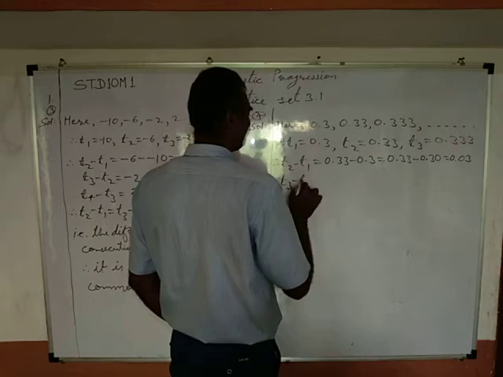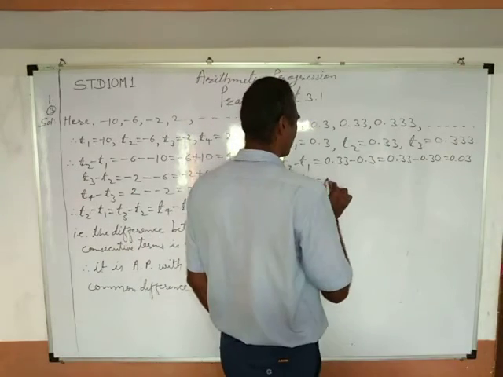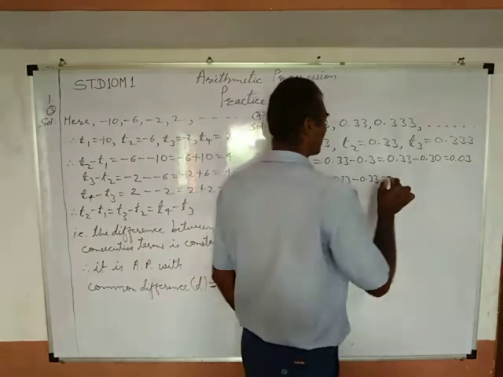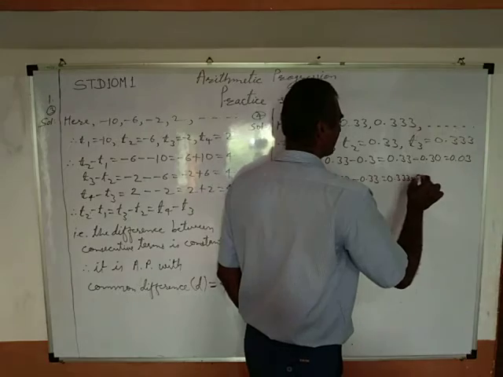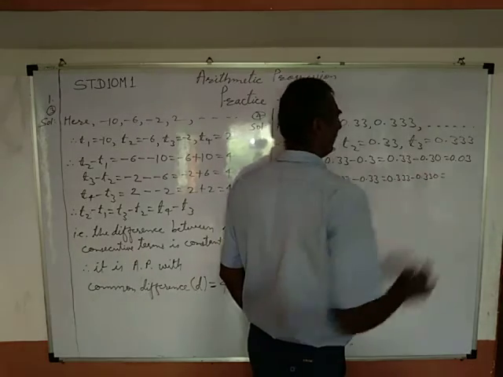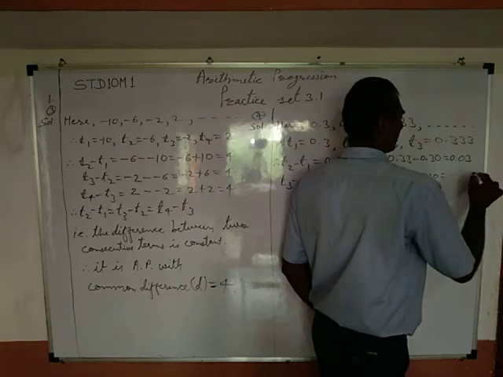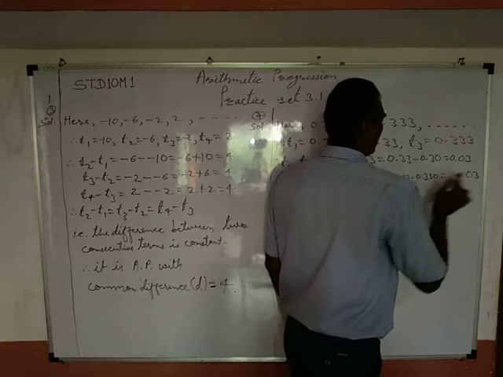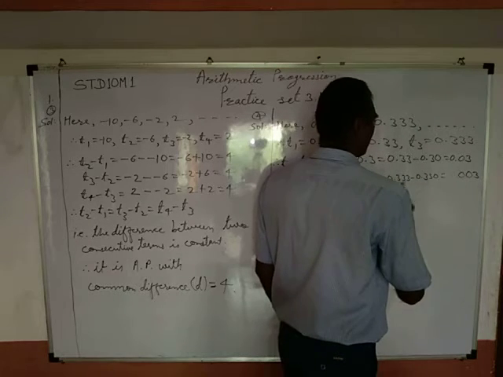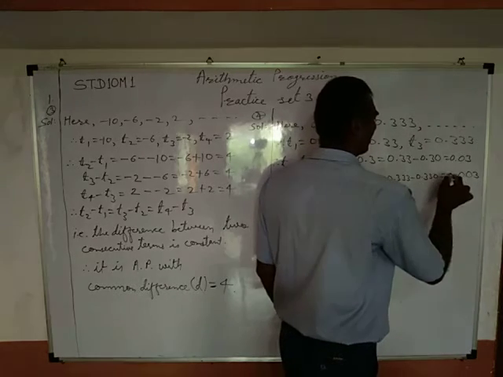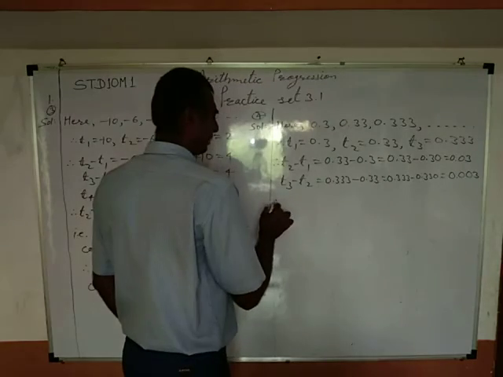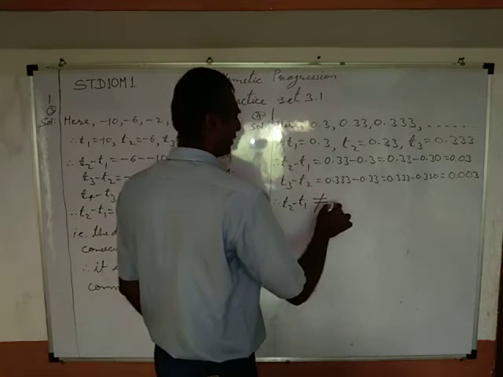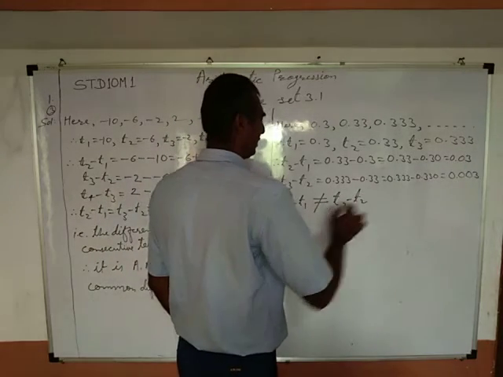Similarly, let's find T3 minus T2, which equals 0.333 minus 0.330 equals, now 3 minus 0 gives us 3, 3 minus 3 gives us 0, 3 minus 3 gives us 0, decimal below decimal, and 0 minus 0 gives us 0. And therefore T2 minus T1 is not equal to T3 minus T2.